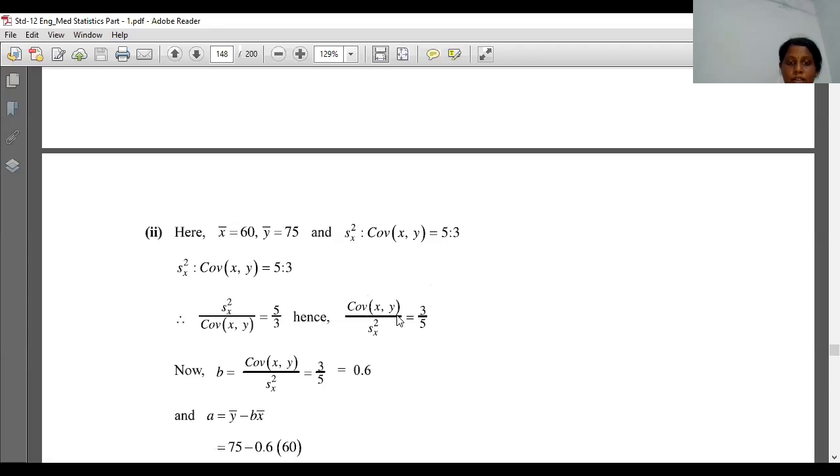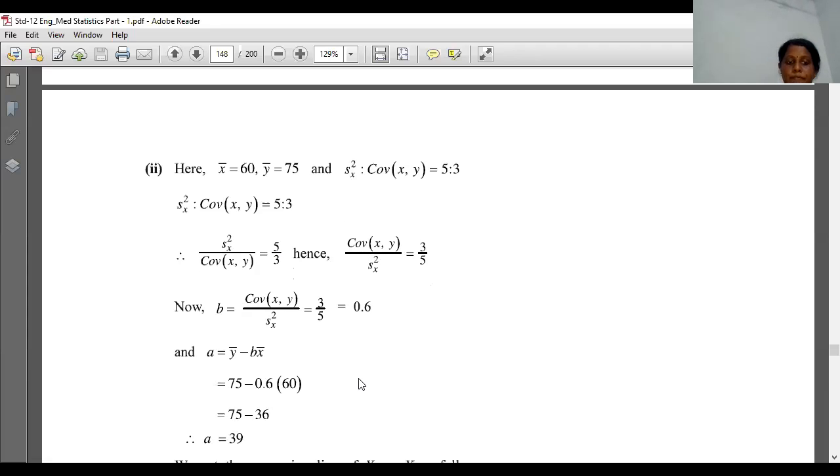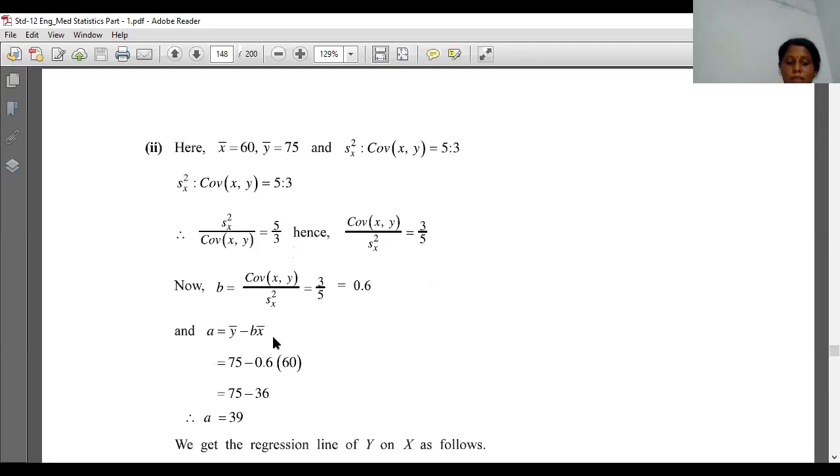Because why we have reversed this one? Because our formula of b is covariance xy upon s square x. That is equal to 3 by 5. That is 0.6. Now we'll find a, that is y bar minus b x bar. Substitute the values and we'll get 39.